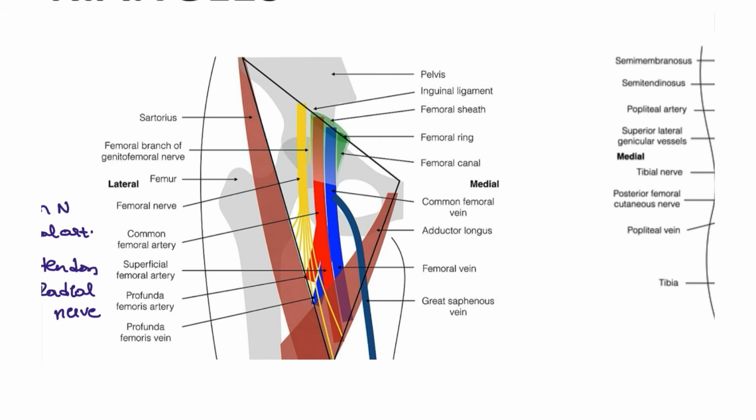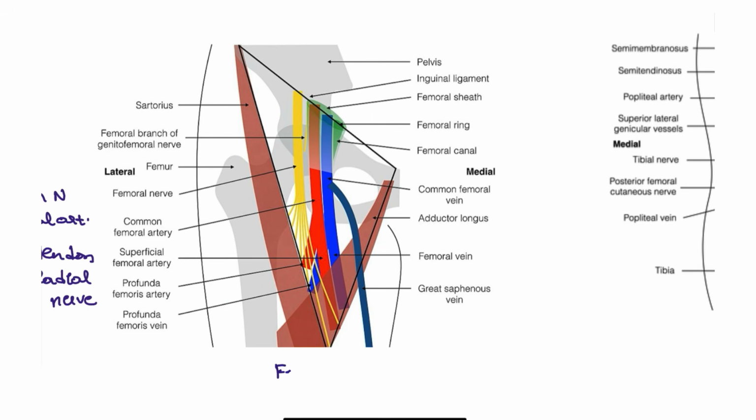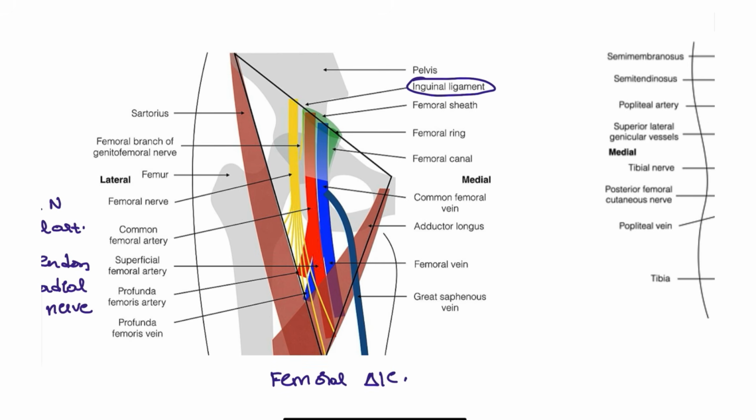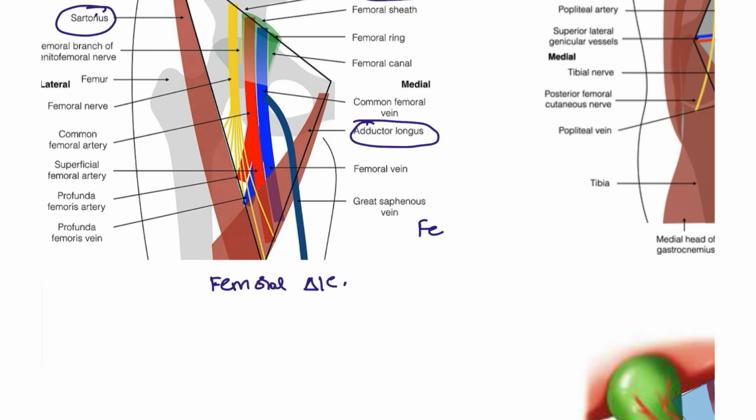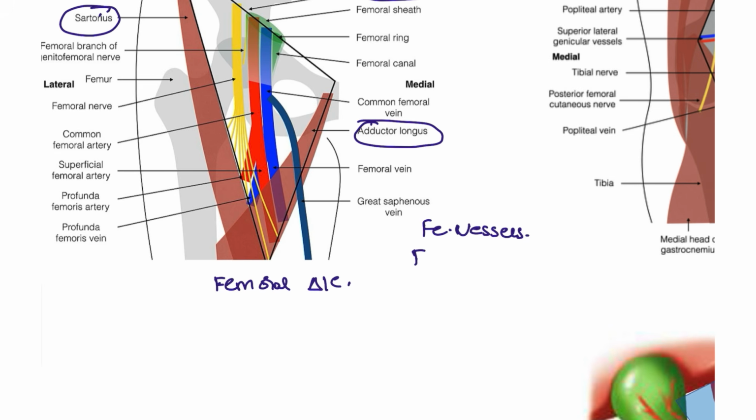Next, coming to the femoral triangle. What are the borders of the femoral triangle? The superior border is the inguinal ligament. The medial side is the adductor longus muscle, and the lateral side is the sartorius muscle. The content present here is the femoral vessels, both the artery and the vein, and along with that you also have the femoral nerve.